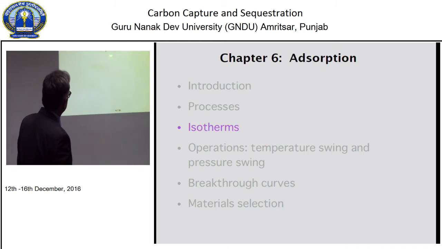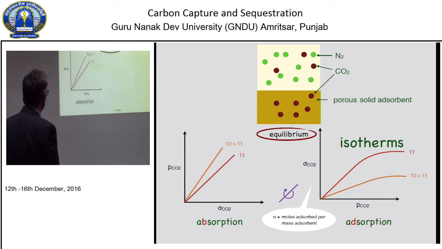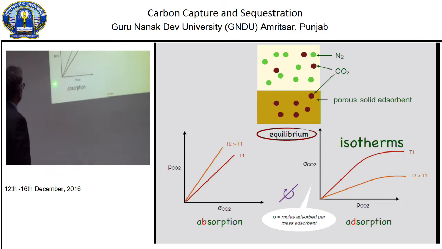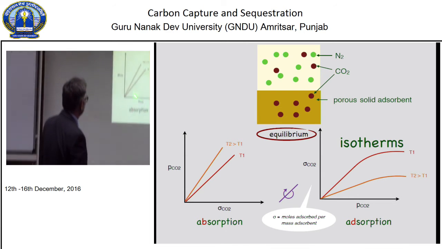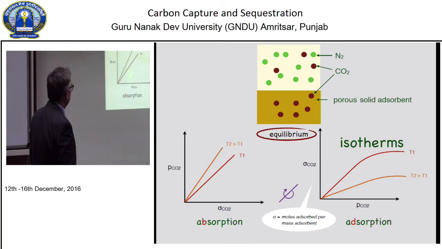So here I have a cartoon showing a porous solid. And here I have a gas above it, and it has carbon dioxide adsorbing and nitrogen which does not adsorb. And it is at thermodynamic equilibrium. And I'm able to express for absorption, you remember, the amount in the material as a function of pressure. That was for absorption. They had these Henry's law coefficients. And it turns out for isotherms, we just flip these around and we get the same kind of information.